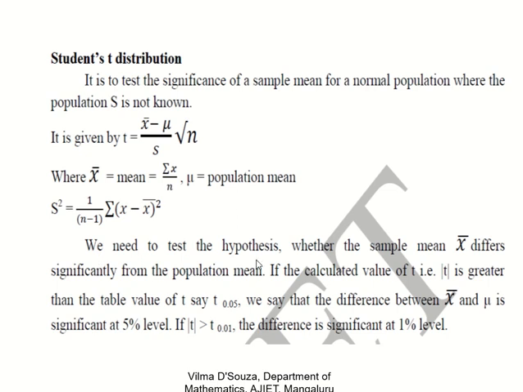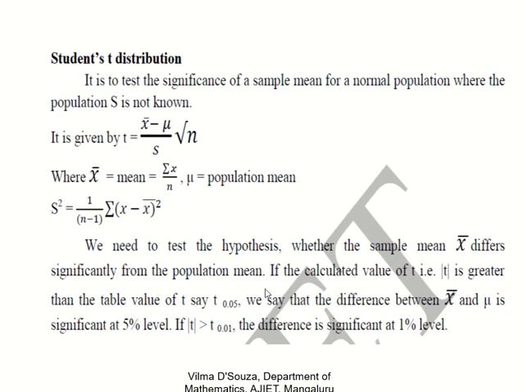We need to test the hypothesis whether the sample mean x bar differs significantly from the population mean. The mean of the sample is taken as x bar and the population mean is mu. For this you calculate the parameter t, and based on the value of t you make the conclusion.